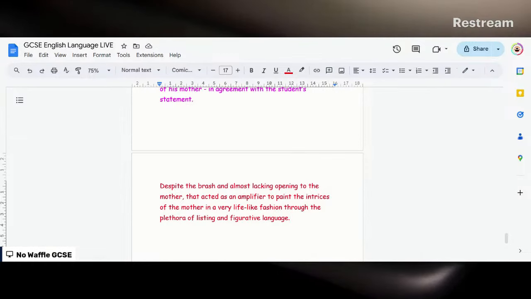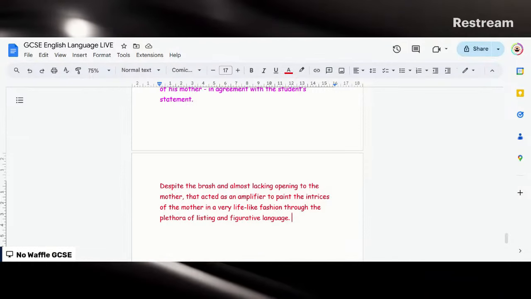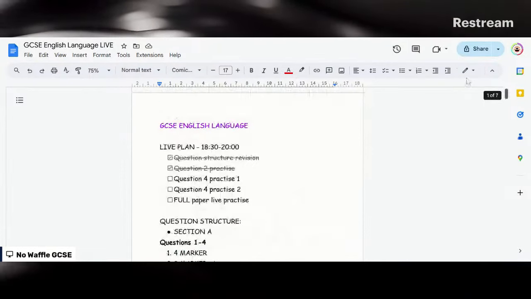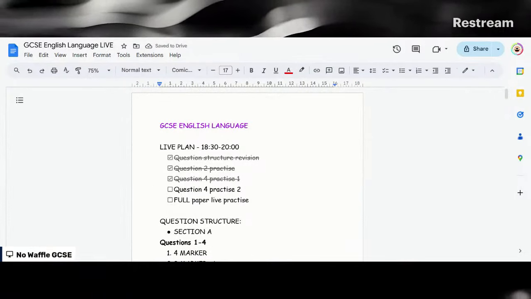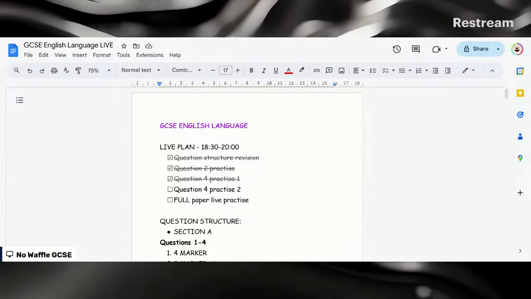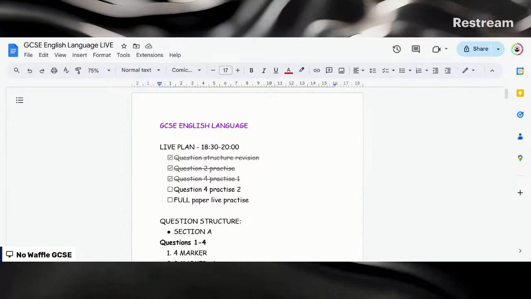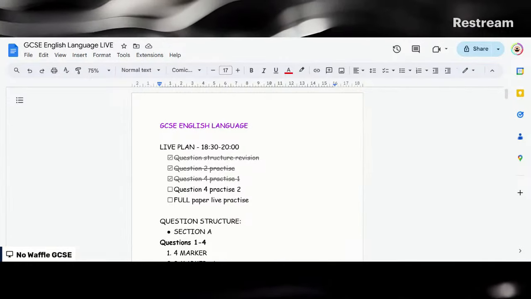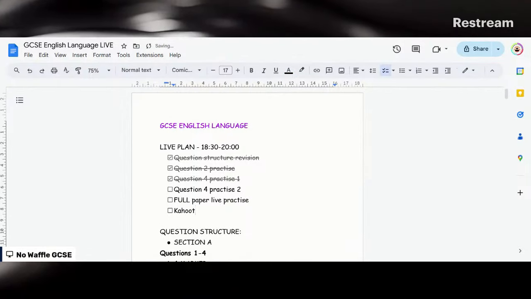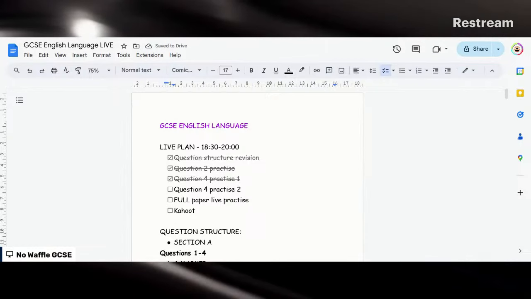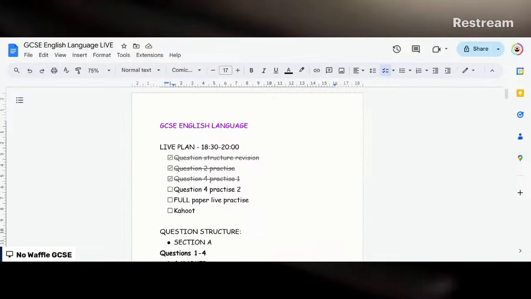So I'm now going to do a vote as to what you guys want to do, because going back to the initial stage, we've done the question structure and revision, we've done question 2 practice, we've done the first question 4 practice. So what would you like to do now? Would you like to go through a full paper? That would kind of be a reiteration of what we've done, but through all the questions, or do you want to do a Kahoot? I should put Kahoot on here as well. Like which of the final options do you want to focus on? And if it's mixed reviews, then we'll probably do a poll.